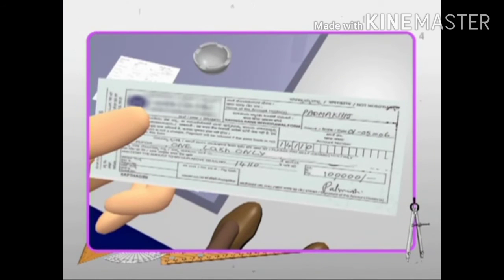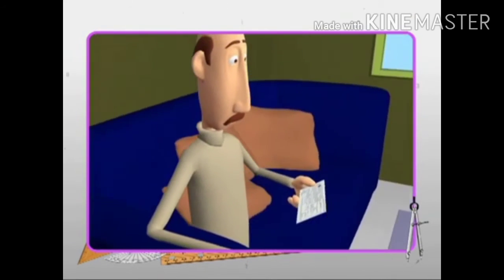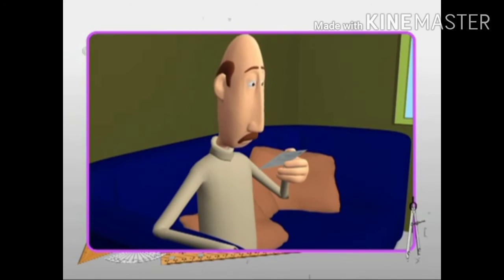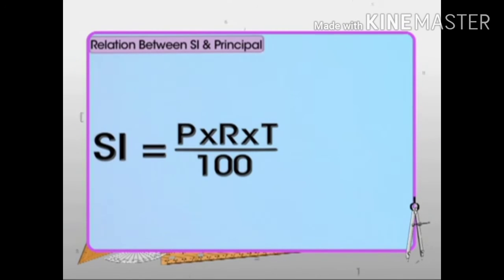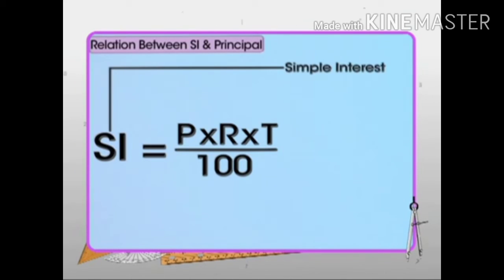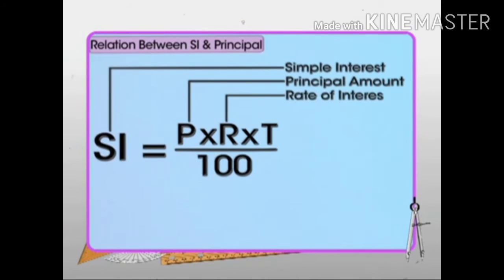Bank deposits are considered to be the safest form of savings. We earn simple interest on the principal amounts invested in the banks. Recall the relation between amount invested and simple interest earned. It is SI equals PRT upon 100, where SI is the simple interest, P is the principal amount, R is the rate of interest, and T is the time duration for which the amount is deposited.